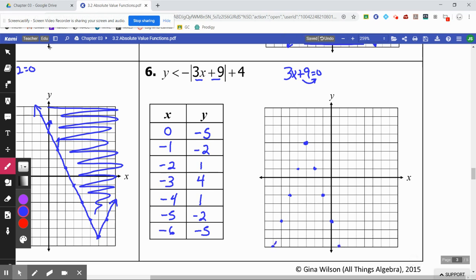Less than means we are going to make this a dotted line. So let's draw arrows. Let's make it dotted on the other side as well. And again, less than, so we're going to shade below every point. So take any point on your graph and draw arrows. We're going to shade in that direction. So there's going to be the shade of your graph.